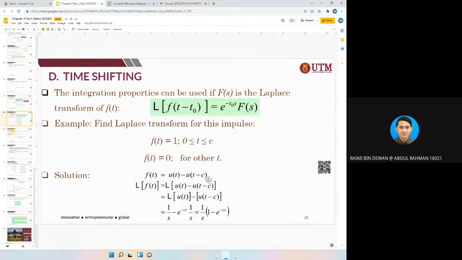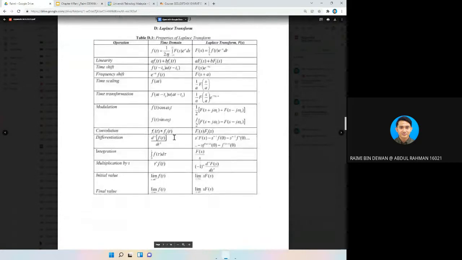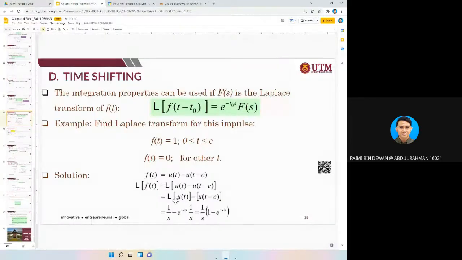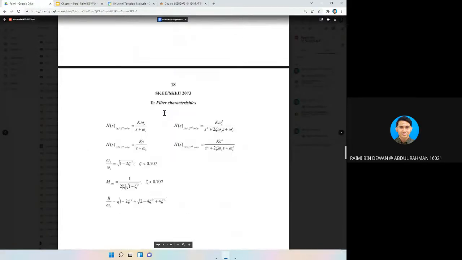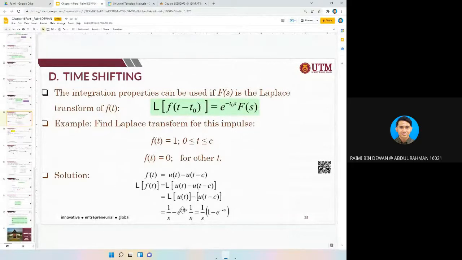So u(t minus c). Then the Laplace transform of u(t minus c): you separate this L with u(t) and refer to your table of Laplace transforms. You have u(t) here is 1 over s. And then u(t minus c) with a time shift: if we have time shifting, a function f(t minus t0) gives F(s) times e to the negative st0. So that's why minus e to the negative cs, because we don't know the value of our c.